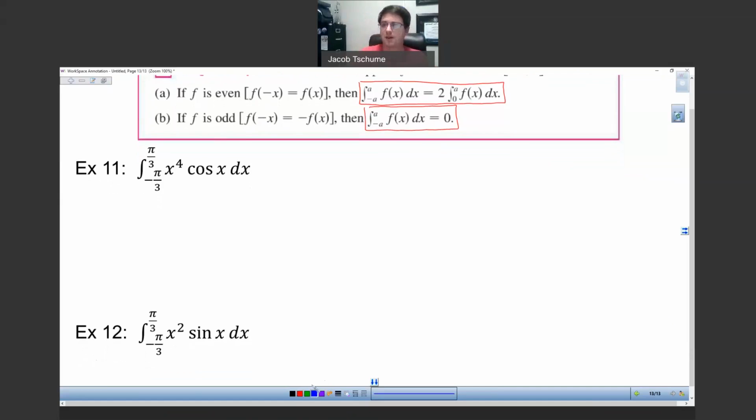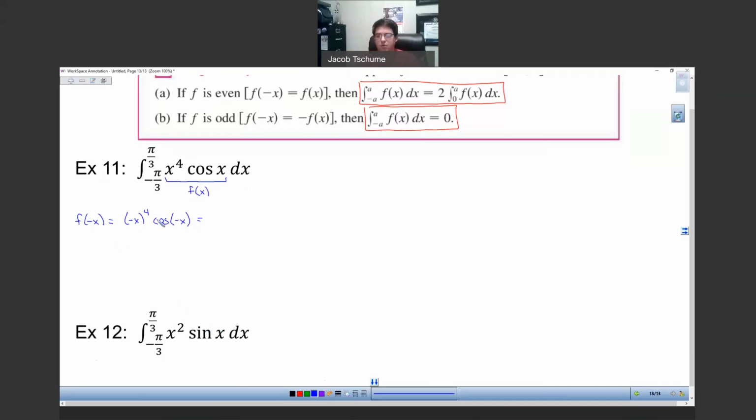So you have the integral from negative pi over 3 to pi over 3 of x to the 4th cosine x. And your job first is to figure out, is this an even or an odd function? So if I were to call this f of x, the only way to check whether it's even or odd is to evaluate f of negative x. So I'm going to take both of those x's and make them negatives.